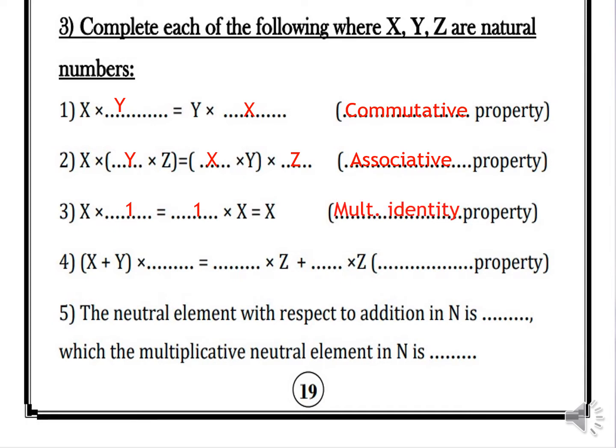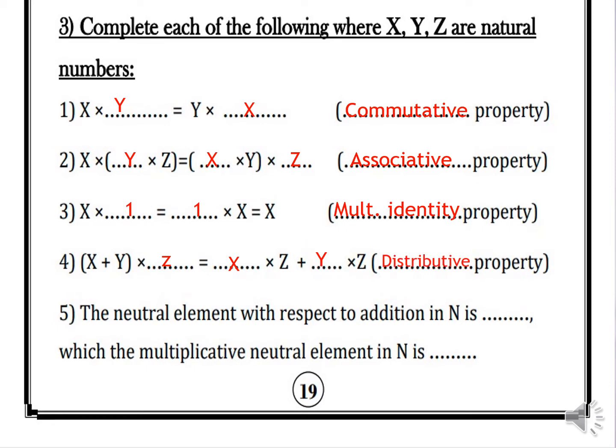Number 4, I have x plus y multiply what equal what multiply z plus what multiply z. Here I have brackets and different signs. This is a distributive property, and this is case 3. So in case 3, I'm distributing the number outside the bracket among the numbers inside the brackets. So here the repeated element is z, so it will be multiply z. And then do the distributive property, x times z plus y times z.